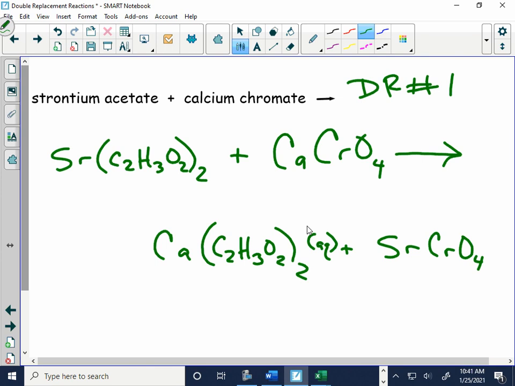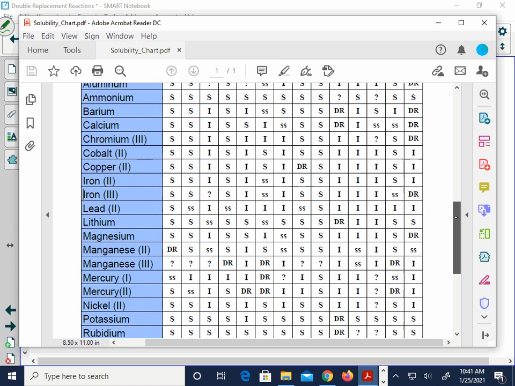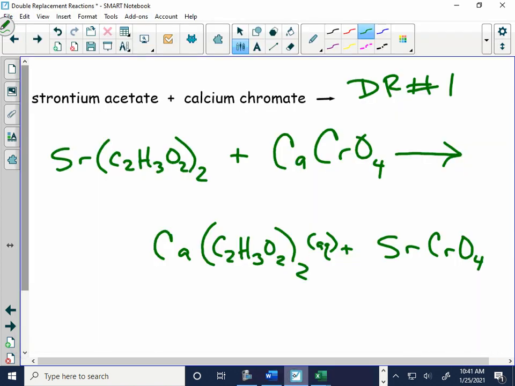Now I go back. My next one is strontium chromate. So where is my chromate? It is 1, 2, 3, 4, 5 over, because I got to go all the way down here to find strontium and go 5 over. 1, 2, 3, 4, 5. It gives me an I. What does I tell me? It is insoluble. So that does not dissolve in water. So that's going to be a solid.